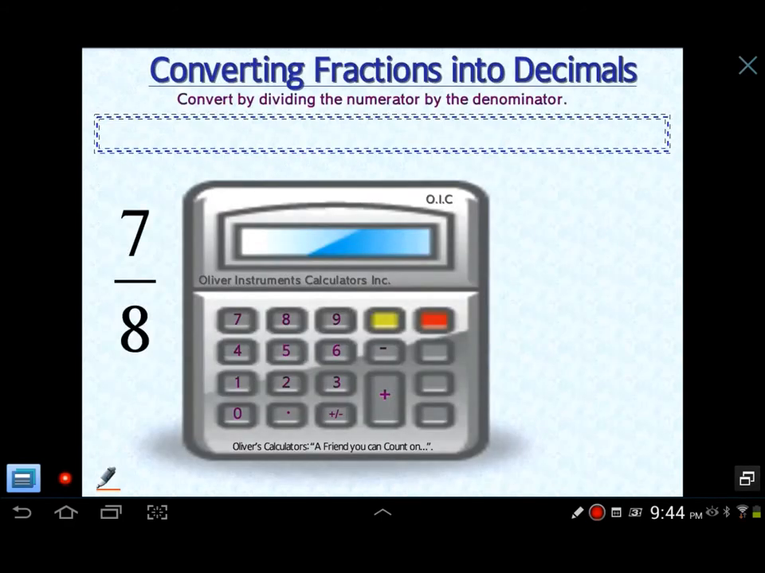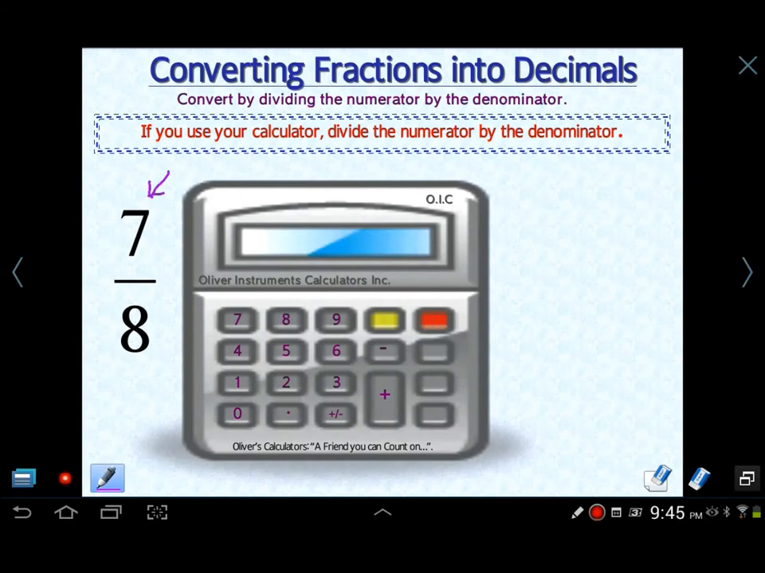Now, one thing that I'm going to encourage you to use when you're doing these problems is your calculator. It's going to be fine to use your calculator. You just have to know how to use it. To convert using your calculator, just take your numerator, the 7, and divide by your denominator. Top divided by the bottom. 7 divided by 8 is 875 thousandths. That's how you say it the right way. The 5 is in the thousandths place. That is why I said thousandths.